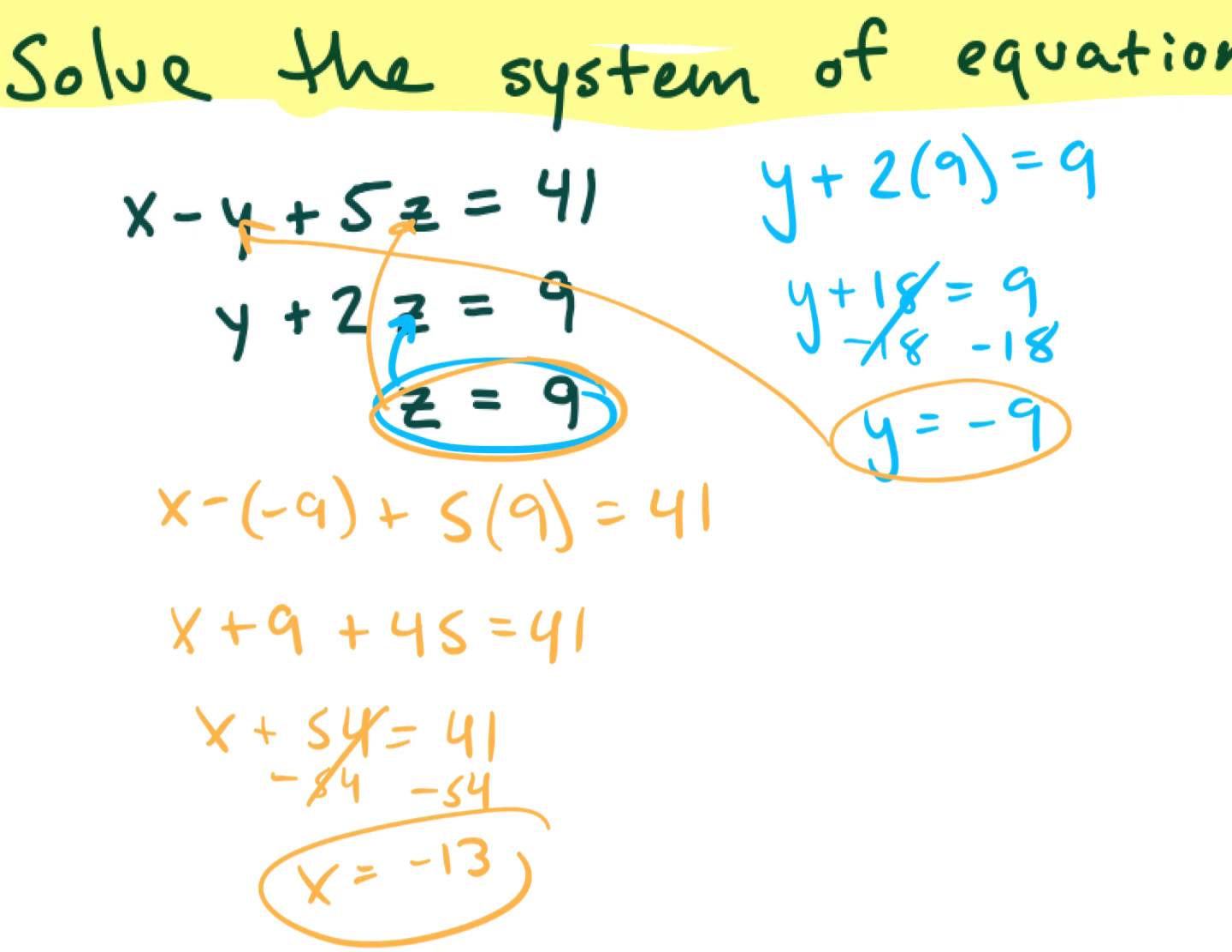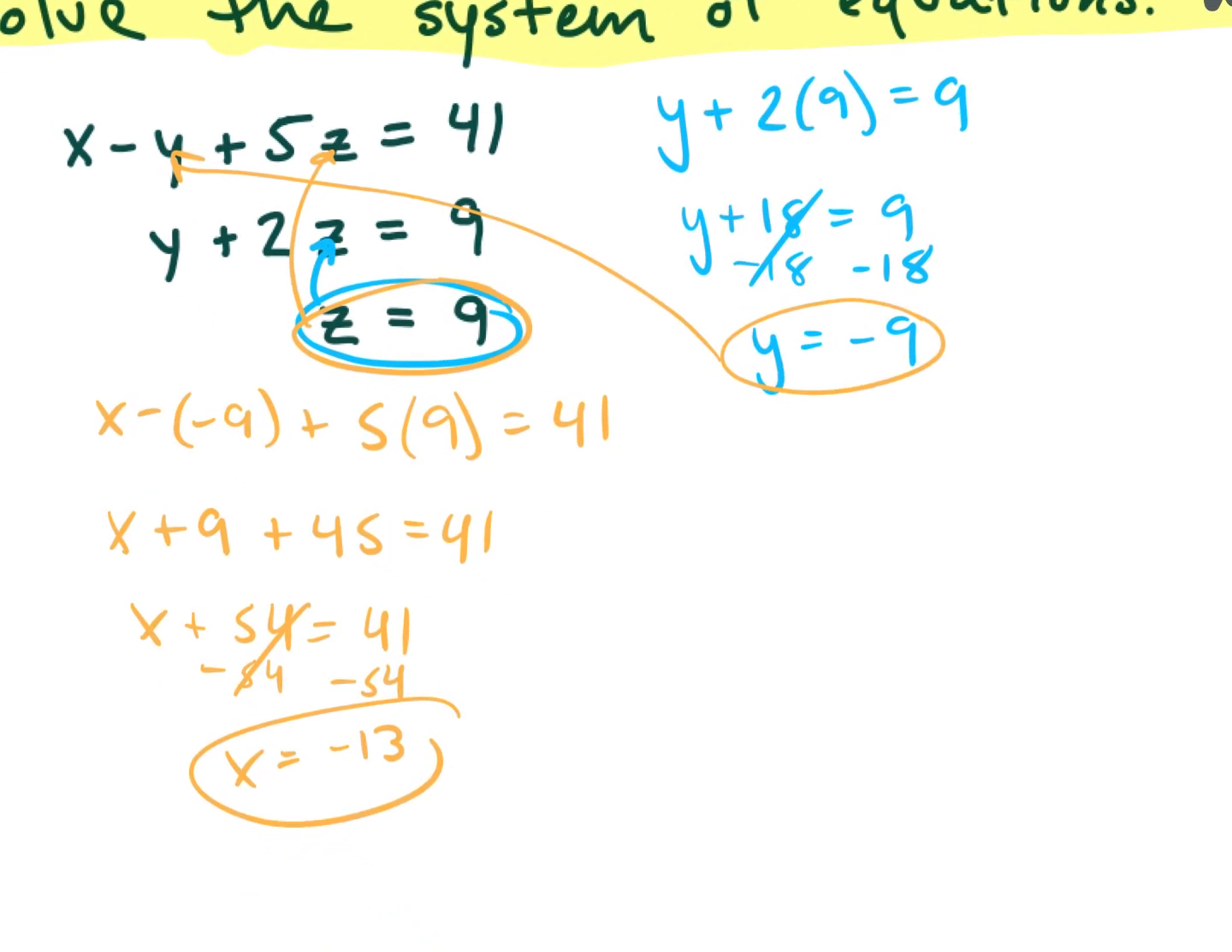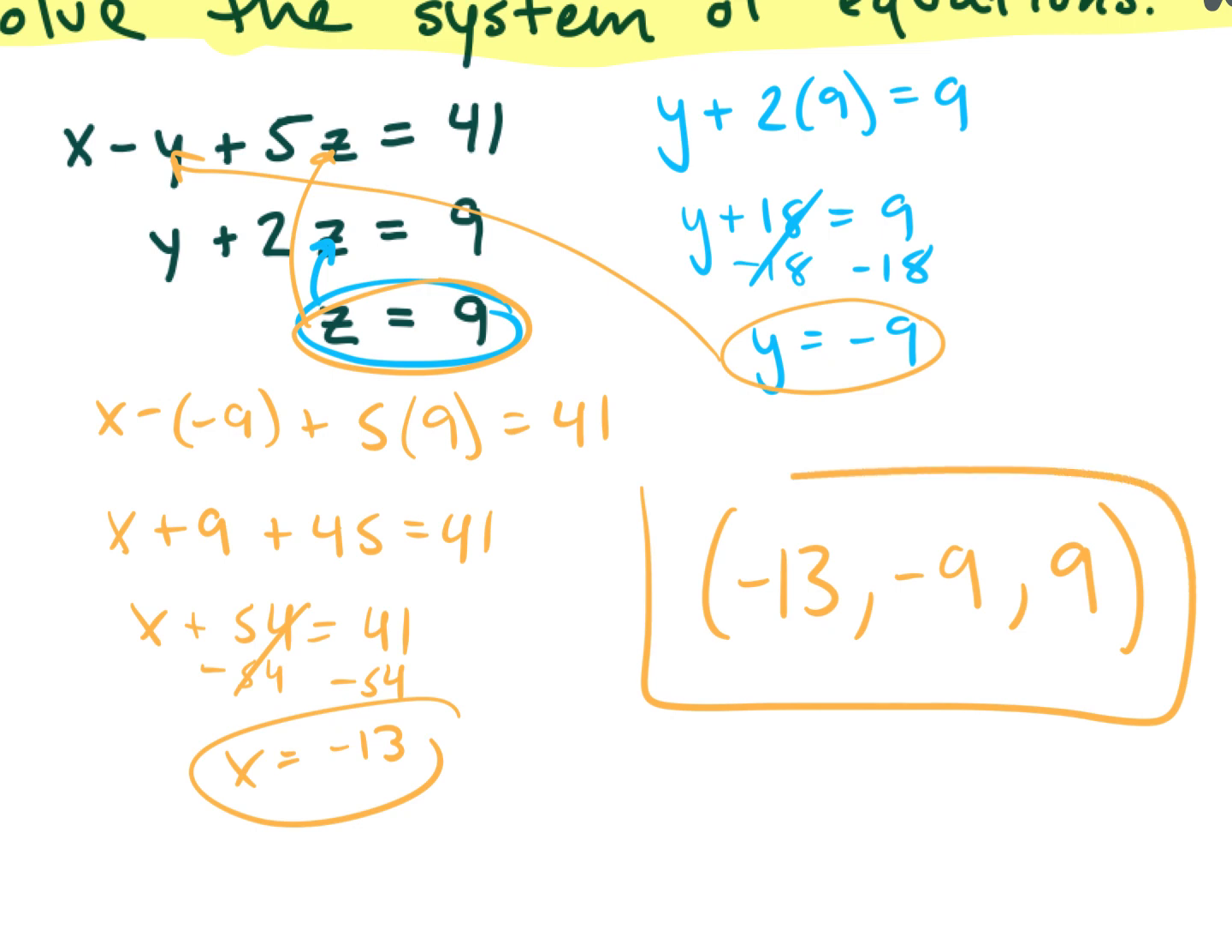How do you think we would write our answer here? Negative 13, comma, negative 9, comma, 9. Awesome. x, y, then z. Just like on the quiz yesterday, we had to solve for x and y, and we put it as an ordered pair. Here we just put it as an ordered triple. So we have x, y, and z.